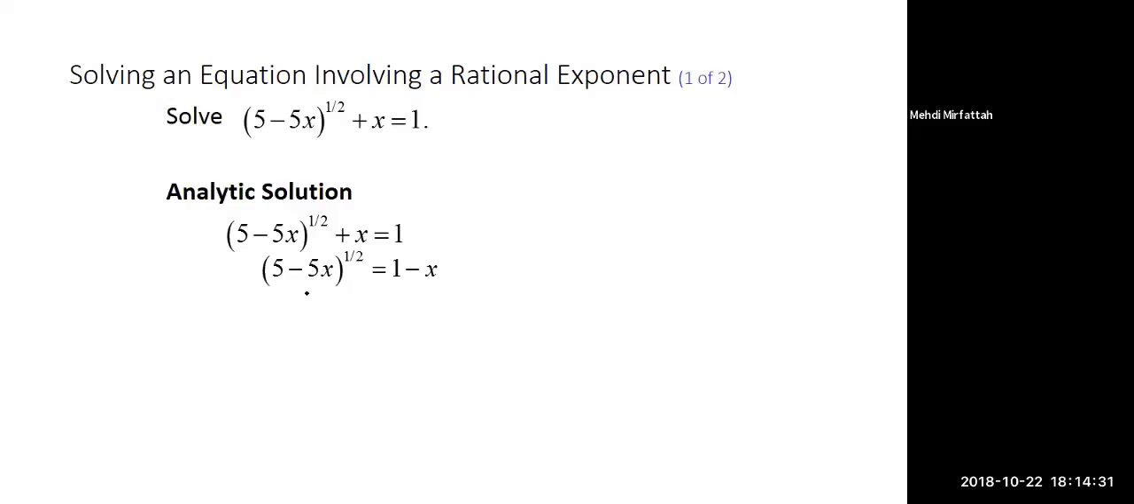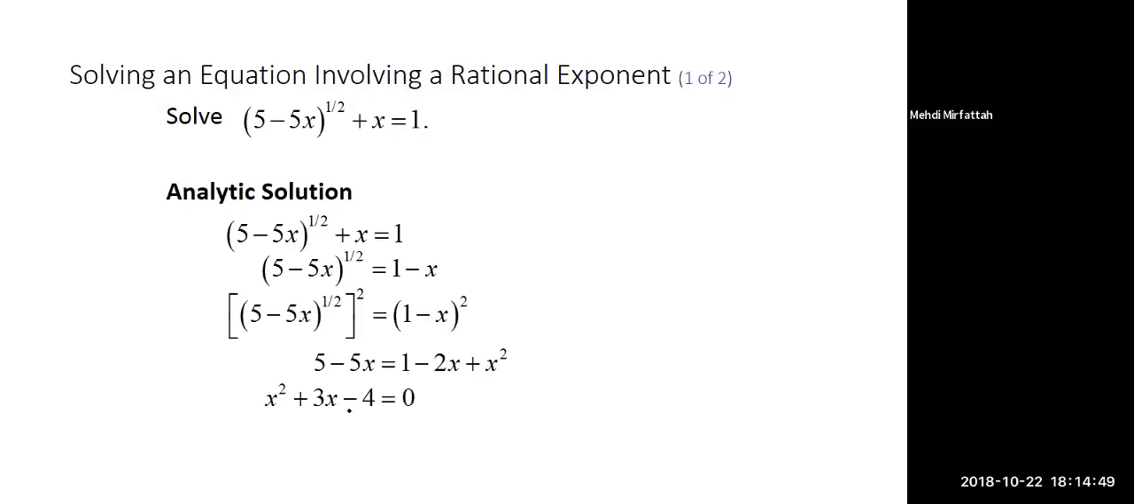Still is second root, it's 2. And that's more clear, actually, why we raise it to the power of 2, because 1/2 times 2 is equal to 1. So here we get 5 minus 5x is equal to (1 minus x) squared, which you can expand to first term square minus 2ab plus second term square.